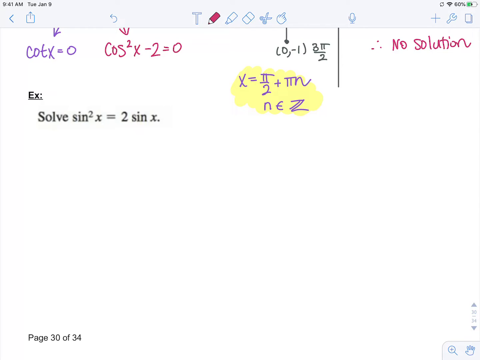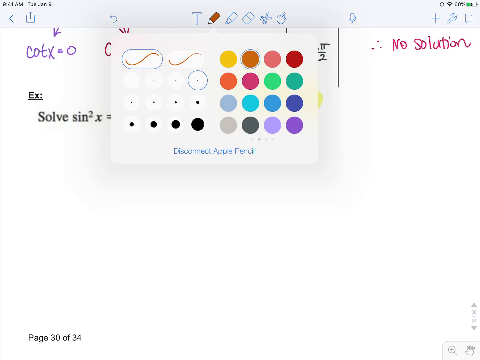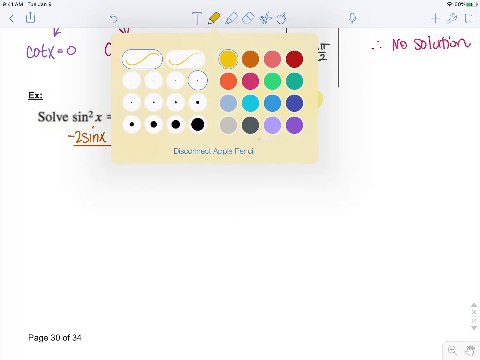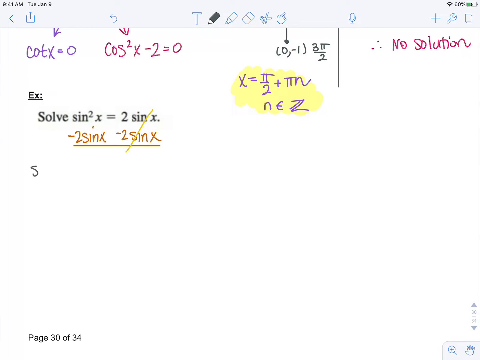Okay, once again, we're solving by factoring. The first thing I need to do is get this equation equal to 0. So I'm going to subtract 2 sine x from both sides. That makes these terms cancel. And I'm left with the equation sine squared x minus 2 sine x equals 0.